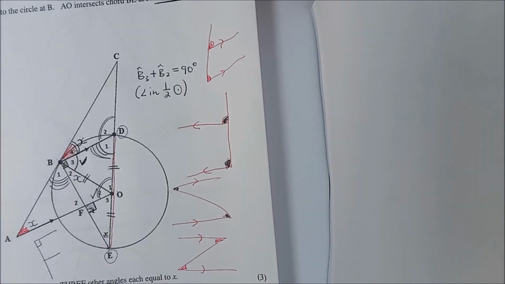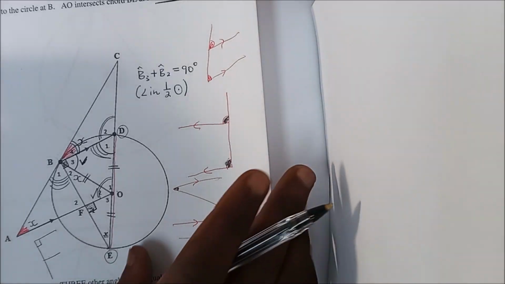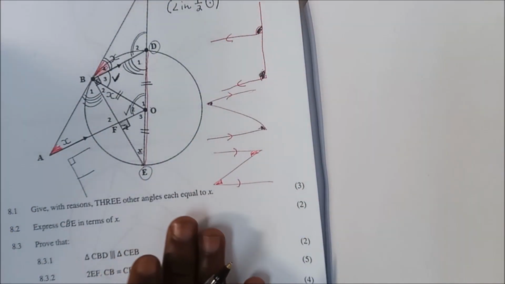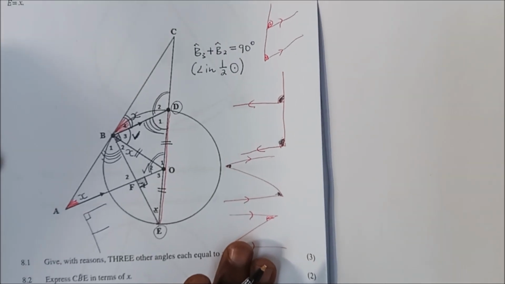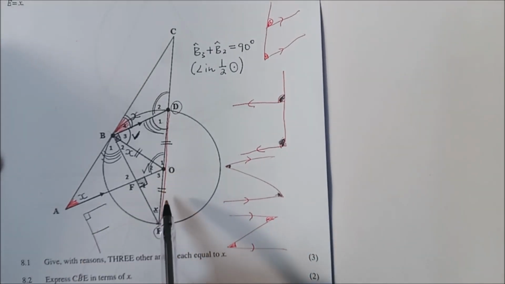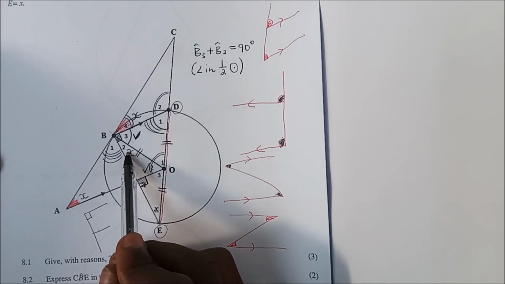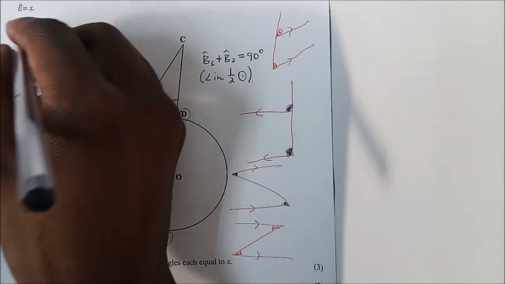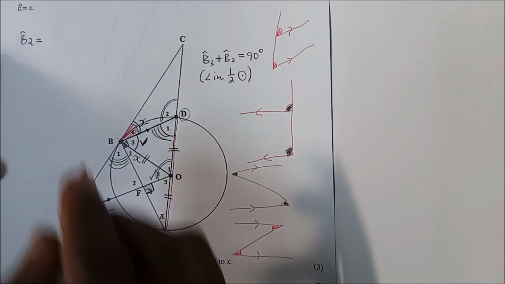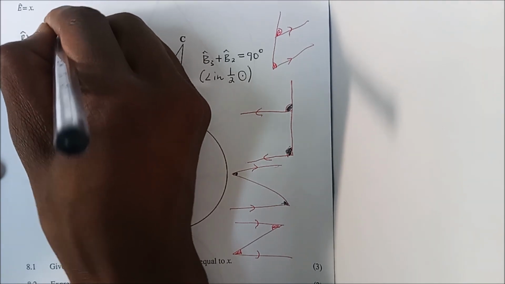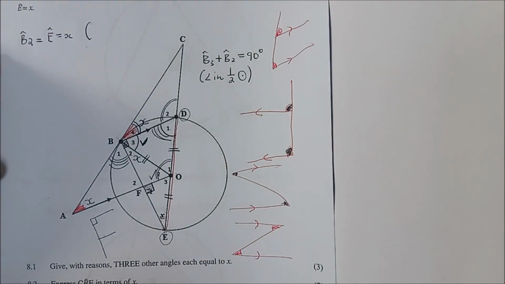So now let's go ahead and try to attempt the question. The first question is: give with reasons 3 other angles that are equal to x. So now let's go to our sketch. Let's look at the first one. We said B2 is x. Did we have a reason? We said B2 is equal to E, is equal to x.